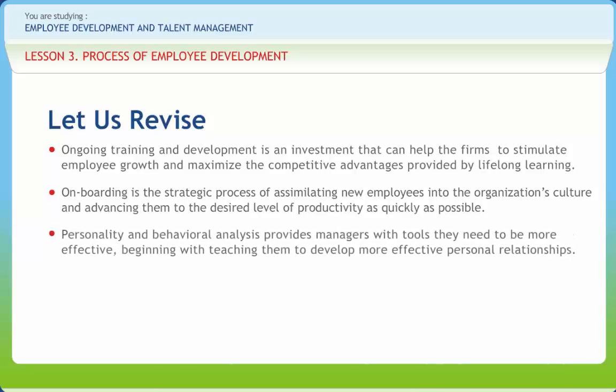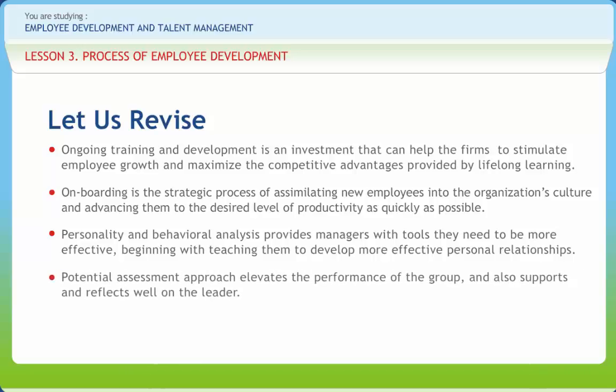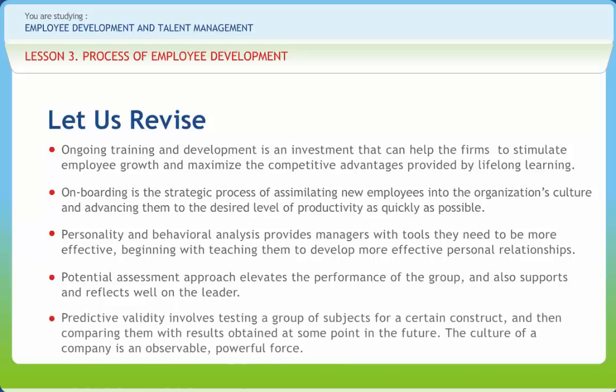Personality and behavioral analysis provides managers with tools they need to be more effective, beginning with teaching them to develop more effective personal relationships. Potential assessment approach elevates the performance of the group and also supports and reflects well on the leader. Predictive validity involves testing a group of subjects for a certain construct and then comparing them with results obtained at some point in the future. The culture of a company is an observable, powerful force.